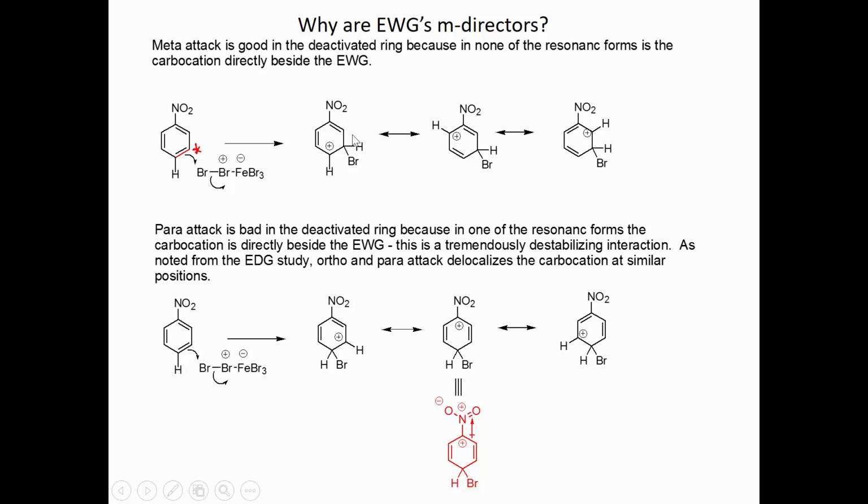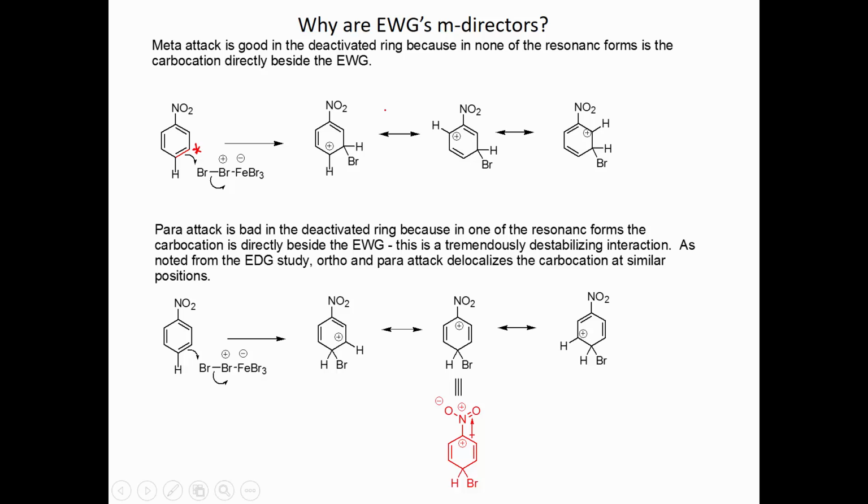The nitro group. But the key thing here is that electron withdrawing groups are electron hogs. They want electron density, and when you put a carbocation directly beside something that's withdrawing electrons, that's really bad because the carbocation doesn't have any electrons to give.